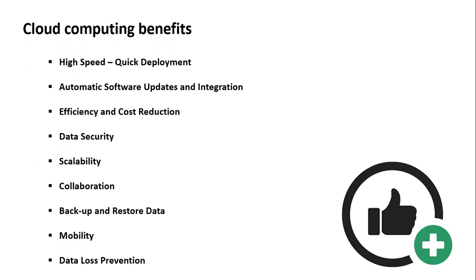Data security. So they are in agreement to provide data security for our data, even though they are a third party service provider, right? Scalability. So if you need more, if you're going to launch another service, we can just quickly purchase another computer there and add our software, right? So very easily we can scale our business. Collaboration, I explained earlier, multiple people can work together. And backup and restore data.